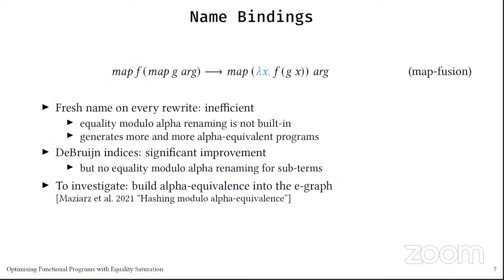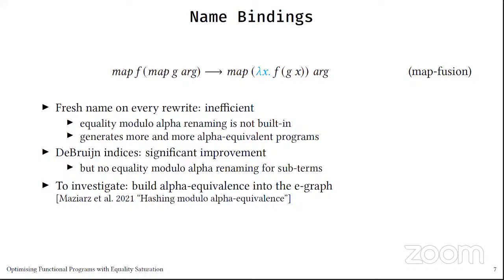Now let's move on to name bindings. So for rewrite rules such as map fusion, you will have to deal with name bindings, and especially in this case, on the right-hand side, we want to create a new name binding when we apply the rewrite rule. So one thing that you could do is to generate a fresh name for X every time you apply the rewrite rule. And the problem in the equality saturation setting is that equality modulo alpha renaming is not built into the eGraph. So as you keep applying this rewrite rule over and over, you will generate more and more alpha equivalent programs that will slow down equality saturation, but that are not useful at all for optimization.